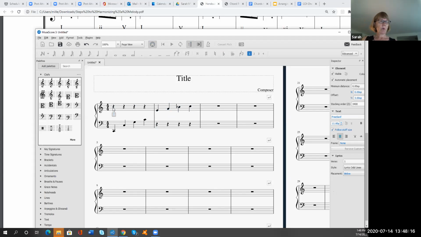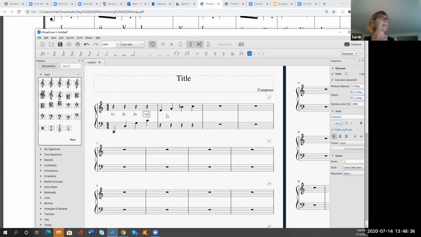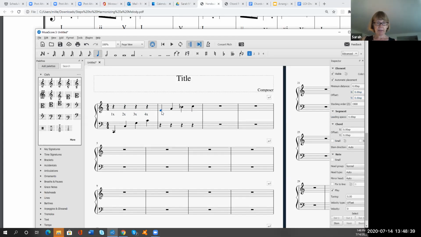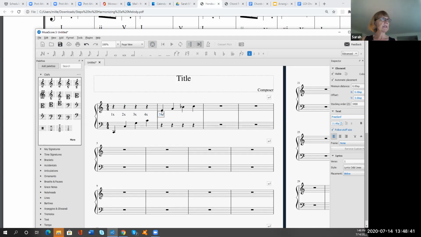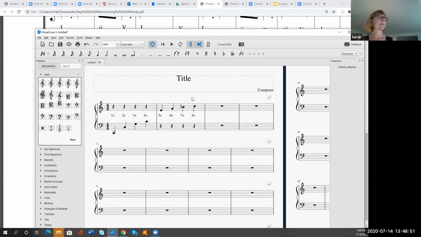Oh, so this is 1 times as fast. Oh, it doesn't want to put it in for this one. 2 times as fast. 3 times as fast. 4 times as fast. 5 times as fast. 6 times as fast. 7 times as fast. And the 7th is not really in tune with that, just so you know.